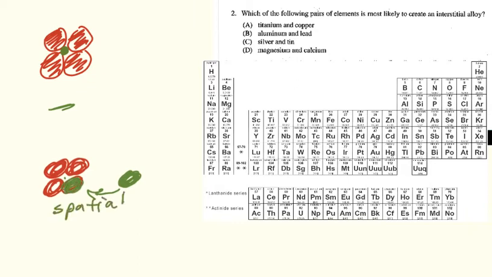So since we're looking at an interstitial alloy, like up here, the impurity, the solute, is going to have to be a lot smaller than the other atoms. So we're looking for the two that have the biggest difference in size.